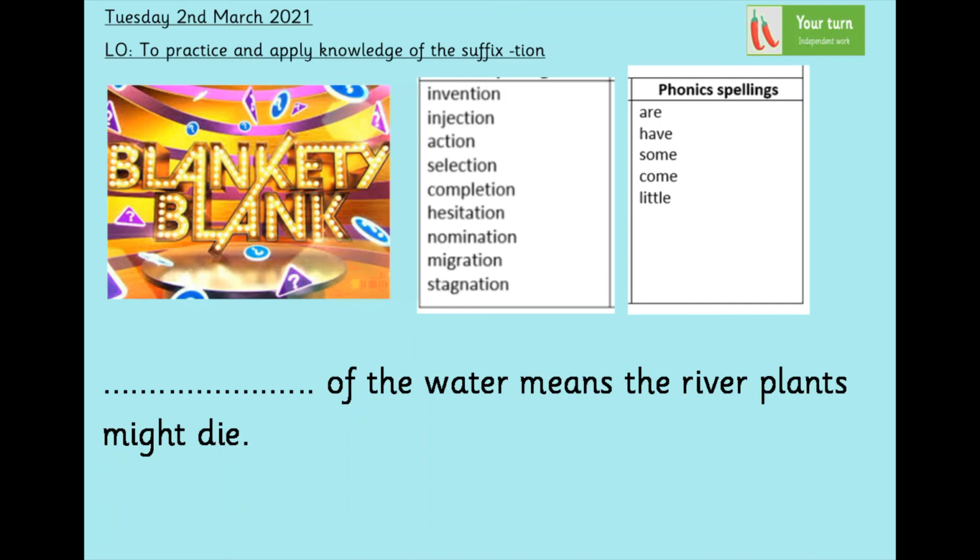Blank of the water means the river plants might die. What do you think that blank is, 9 spellers? Write it down now. Off you go.